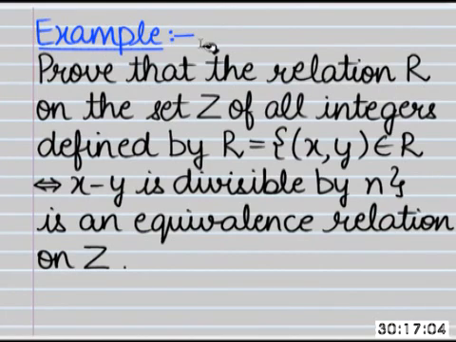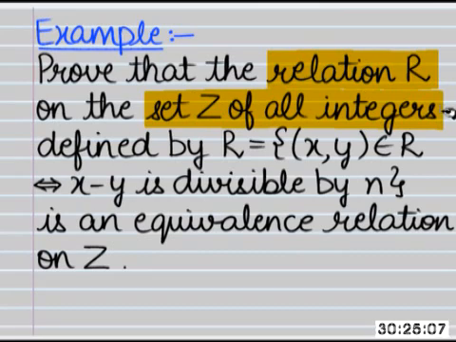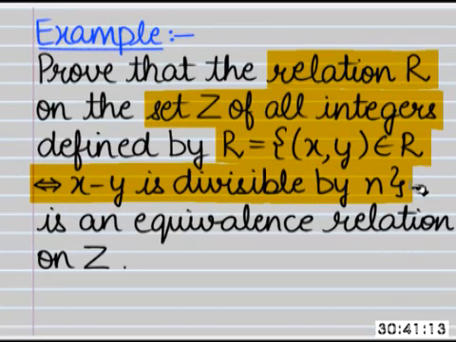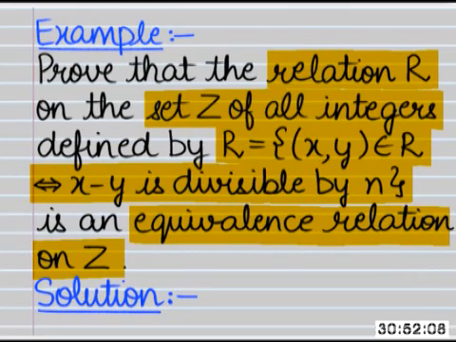Let us see another example. Prove that the relation R on the set Z of all integers defined by R is the set of all ordered pairs (x, y) if and only if x - y is divisible by n is an equivalence relation on the set of all integers Z. Now let us see its solution.